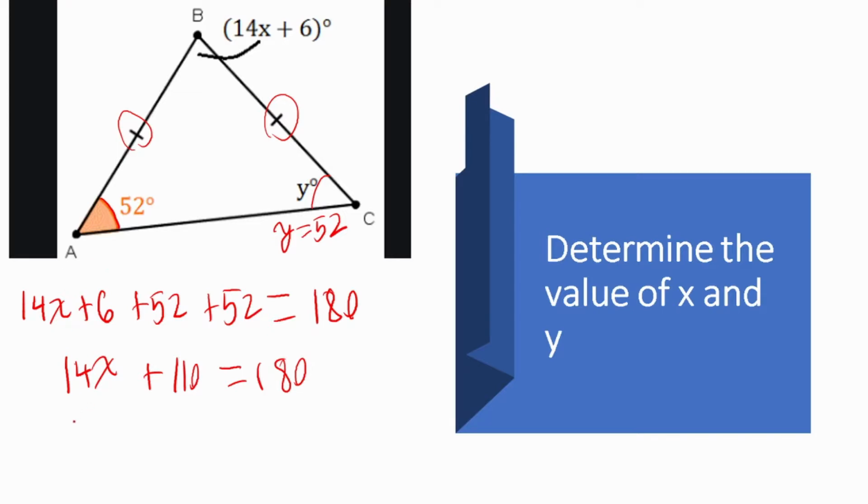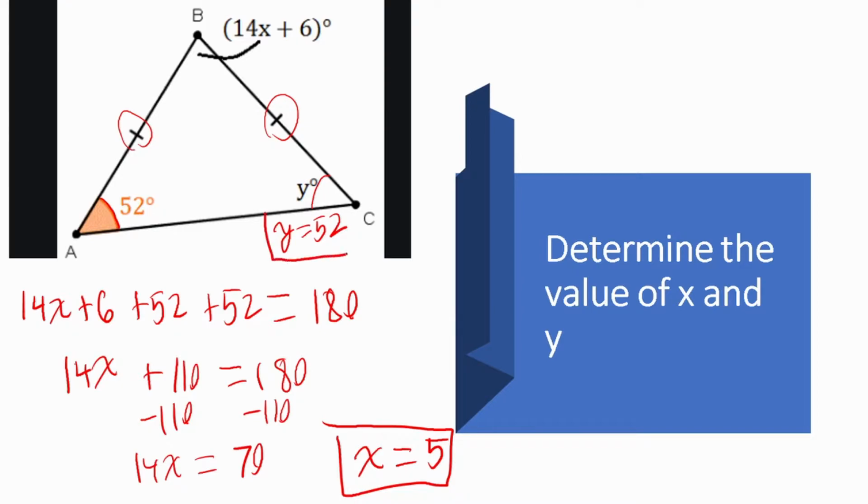And now, finally, we subtract 110 on both sides, and we get 14x equals 70. Actually, we're going to divide both sides by 14. And what we're going to get from that is x equals 5. There we go. We got our value of y here. We got our value of x right there. Nice and beautiful. Now, be careful. If I ask you for the value of the angle, we would have to plug that x back in, right? And then we could find the angle ABC.